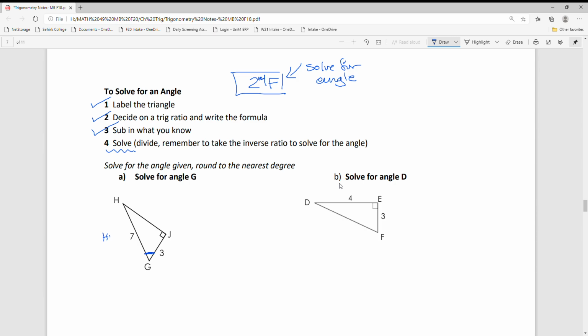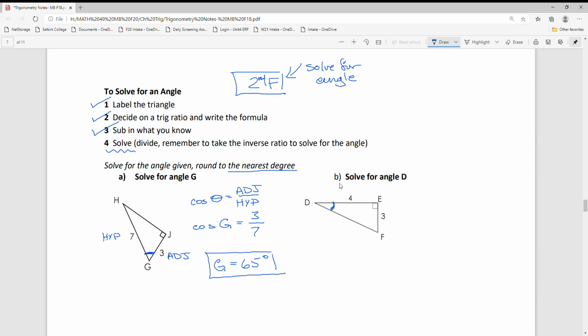So I would label this triangle up, pick my trig ratio, sub in what I know. In this case, it's G instead of theta, because that's where the angle goes. And here you can see we have to be able to do this in our calculator. So in my calculator, I punch 3 divided by 7 second function cos, but I'm pretty sure there's a lot of different calculators out there. Hopefully you remember this from earlier in the notes here. So you can solve for angle G and round it to the nearest degree, it says. So 65 degrees.